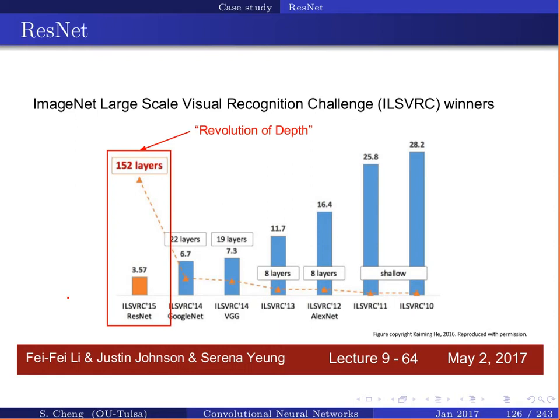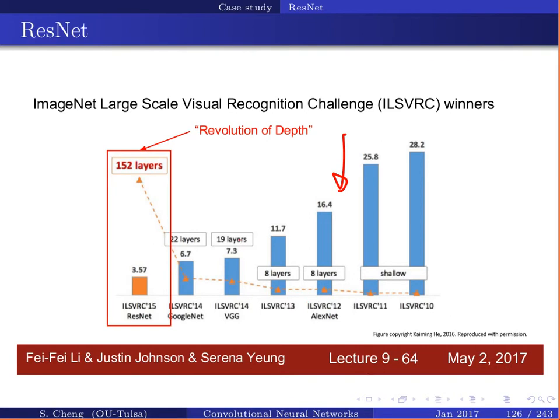And finally, I'm not sure it's finally, but I'd like to talk about ResNet. ResNet is by Microsoft, MSRA, Microsoft Research Asia. As you can see, this chart gives you the testing error for the classification challenge, and also the number of layers of the network. Before 2012, we had shallow networks, just 2 layers. Afterwards, you have AlexNet and ZFNet, with 8 layers.